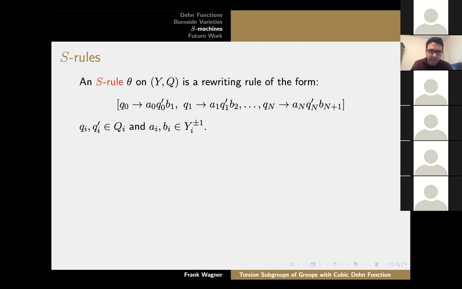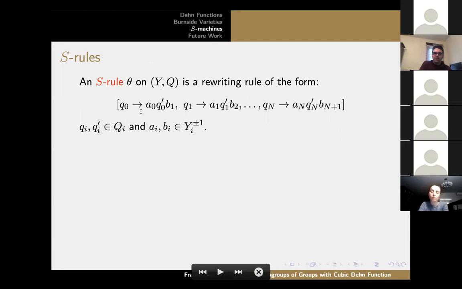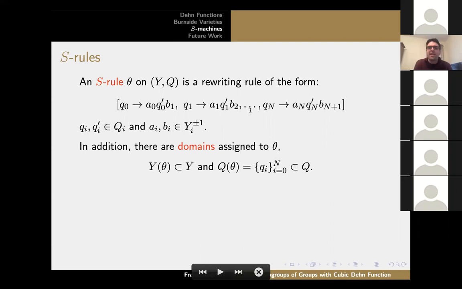So an S rule is some rewriting rule that we're going to look at. Now, just to make things simple, I'm going to just say that it's of this form, where we have some Q0, and we're going to say it turns it into a letter times Q0 prime times a letter. Now, these should be from the right alphabets, but we can worry about that in a second. And then we also assign some domain to theta, to this rule, which is to say that we just take some subset of Y, and this Q of theta is just all the letters from the left sides of these arrows in this rule. Okay.